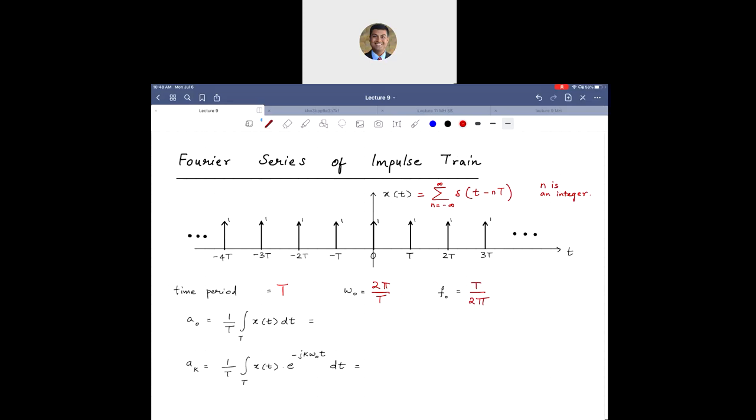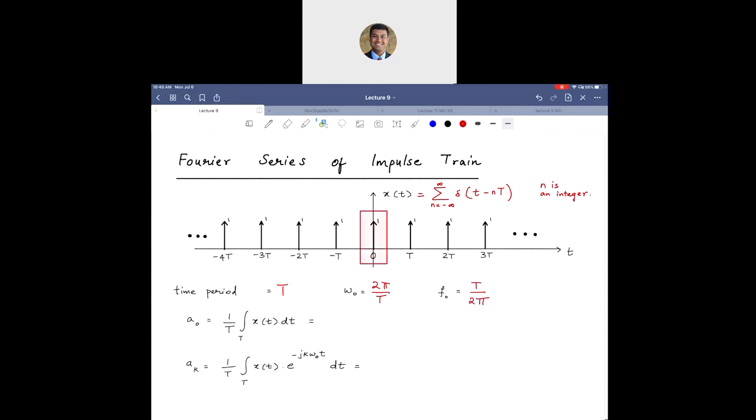All right. Now let's try to find a sub 0, the DC term. As we usually do with Fourier series coefficients, first try to find a sub 0. The formula for a sub 0 is 1 over T times the integration over one time period of x of t dt. How do I know that? I just substituted k as 0 in the general equation. When I start substituting x of t here, I need to only scan one time period. So let us see which time period is going to be very helpful. I will just look at the one in the middle here.